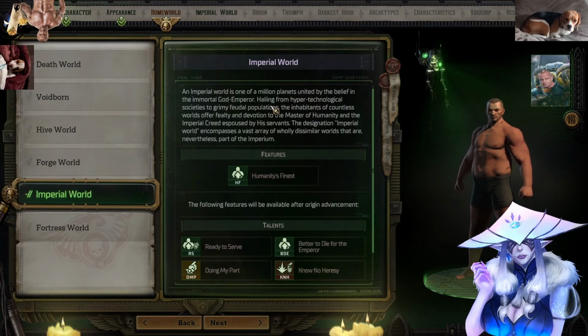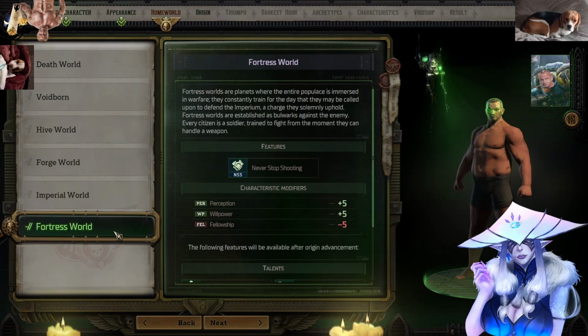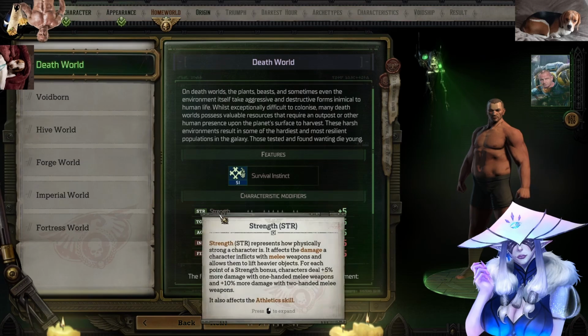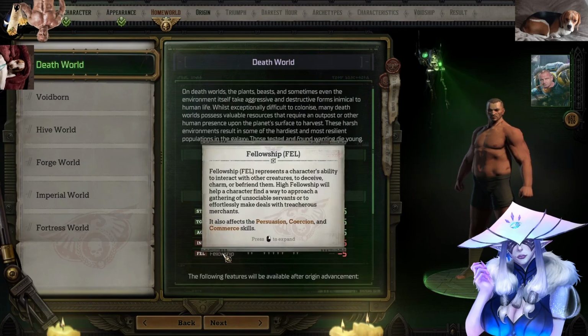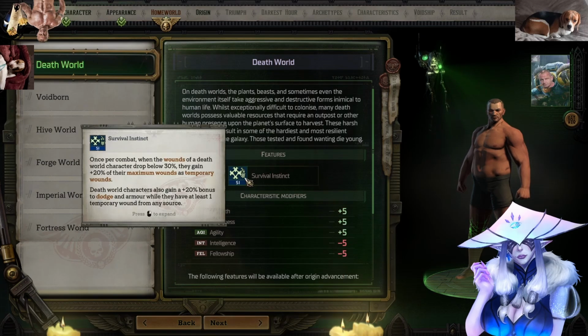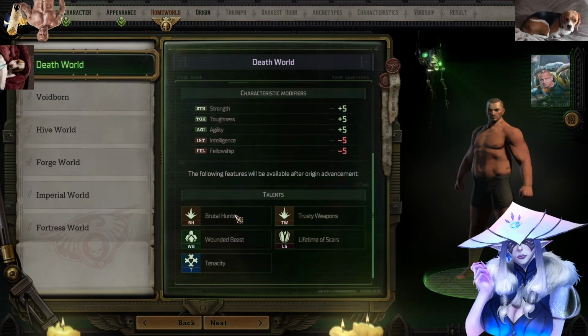He's just Chuck Norris but Polish. Death World. It gives 5 strength. Can exhibit to interact with other creatures. Strength. I mean, it's Poland.